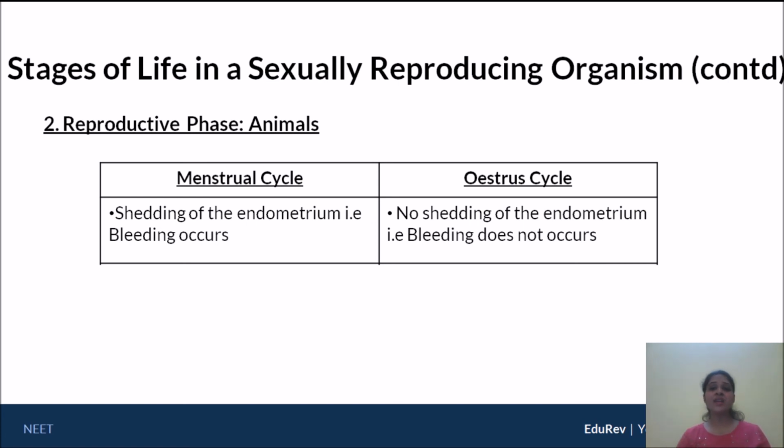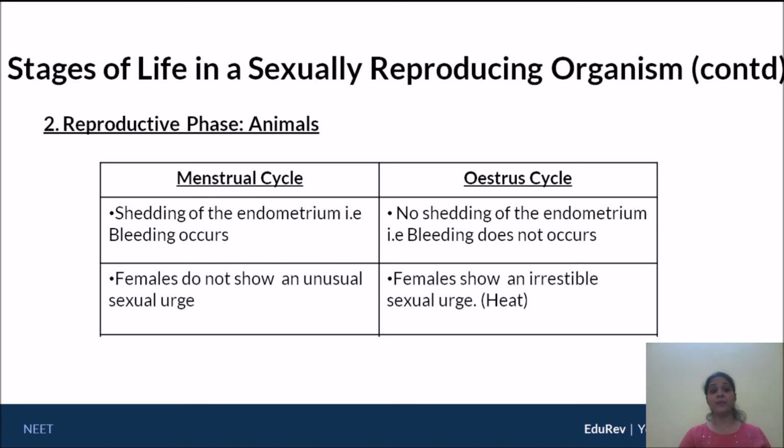But in an estrous cycle, there is no such bleeding. There is no such shedding of the endometrium, the uterus lining. The second, females that exhibit a menstrual cycle do not exhibit unusual sexual surges only during the release of the blood lining, which means during menstruation, she is not sexually very active. Okay, she's sexually active throughout.